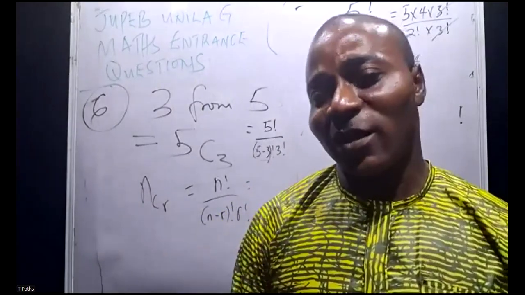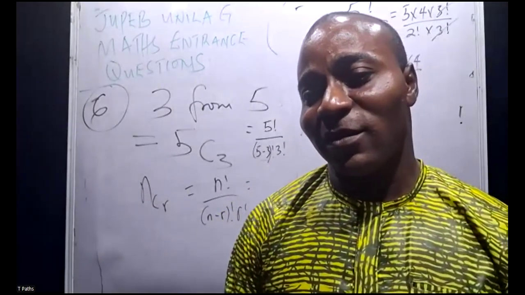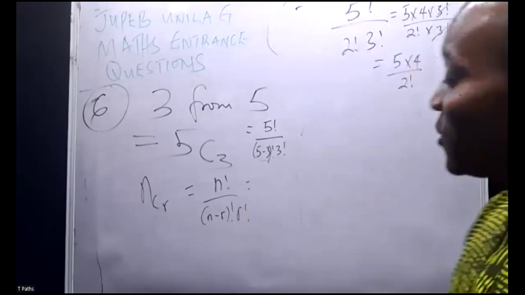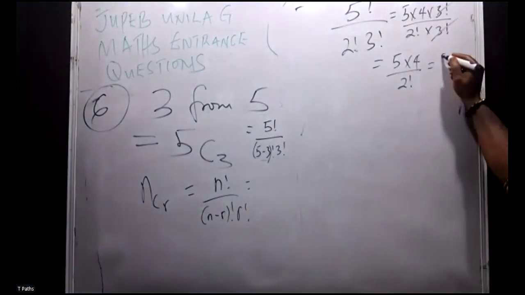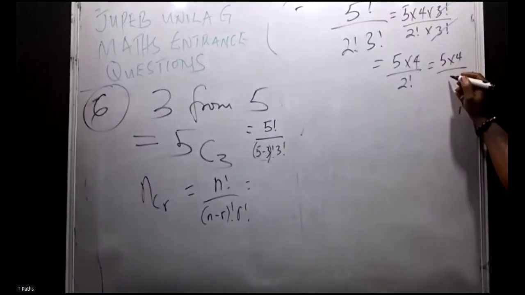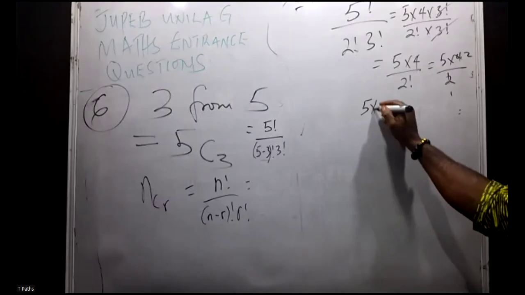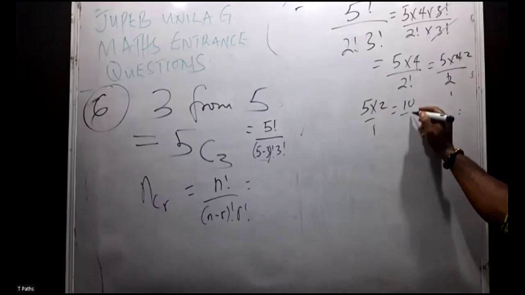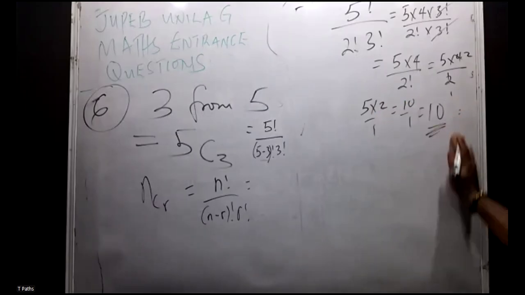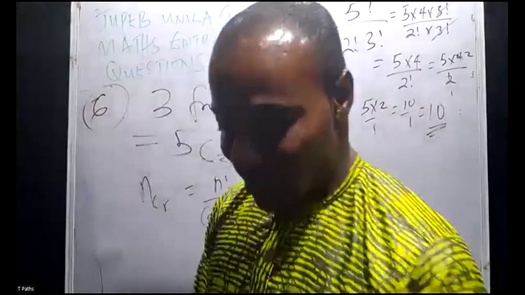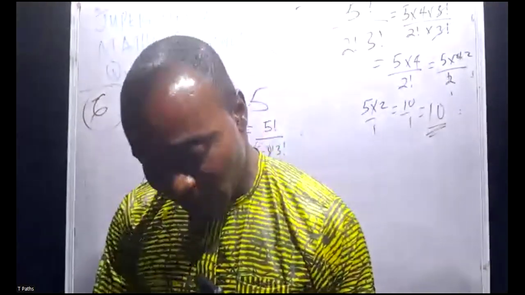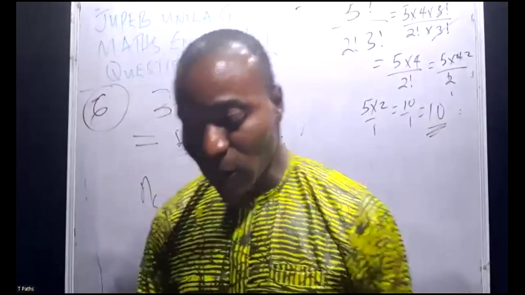What is 2 factorial? 2 factorial is 2. So we have 5 times 4 over what? 2. 2 here is 1, 2 in 4 is 2. So we have 5 times 2 over 1, is 10 over 1, which is what? 10 ways. 10 possibilities. All right?